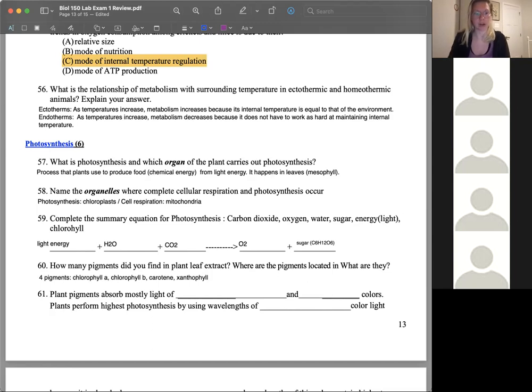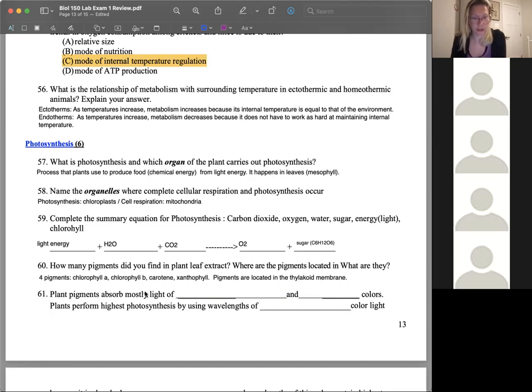And it's located in the thylakoid discs. And yes, the pigments are located in the thylakoid. They're actually embedded in that thylakoid membrane, and that is where they just sit and absorb that light energy.